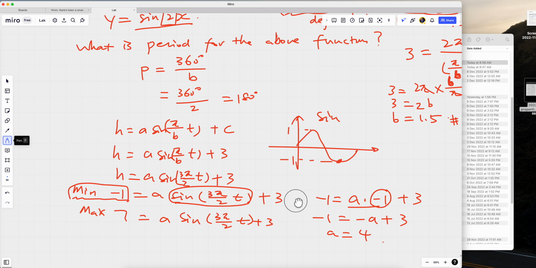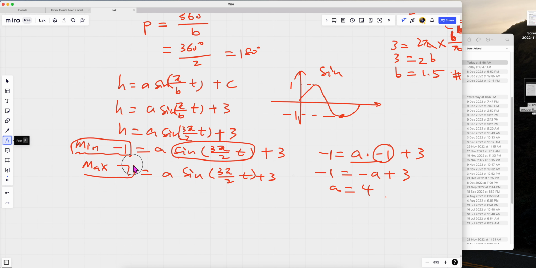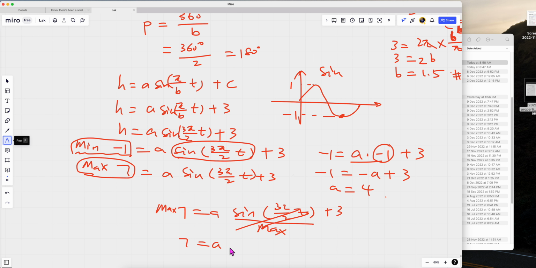So similarly, in order for h to be 7, sine of 3 pi over 2 t must be 1. Yes. So this one has to be max because your height is max, right? So what is the max value for this? 1. So in a way you can also use the max value to find out the a equals 4. So far so good?